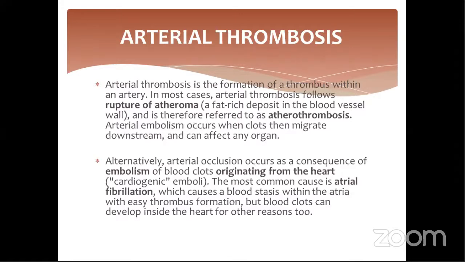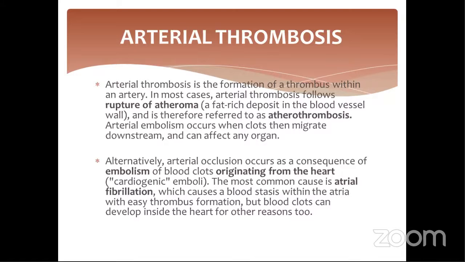So what happens actually when you eat a fat-rich diet, that excessive fat deposits, and it has a tendency to deposit in the tunica intima of arteries. So plaque formation happens, and when there is a fat-rich deposit in the blood vessel wall and plaque formation happens, the arterial thrombosis follows rupture of atheroma, that is a fat-rich deposition in the blood vessel. And what happens? Atherothrombosis.